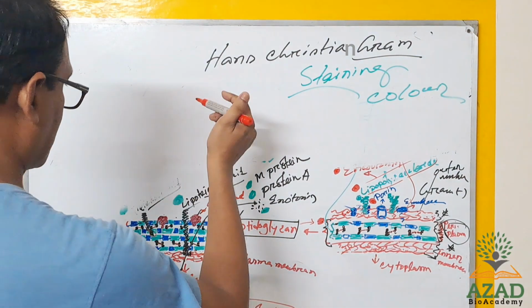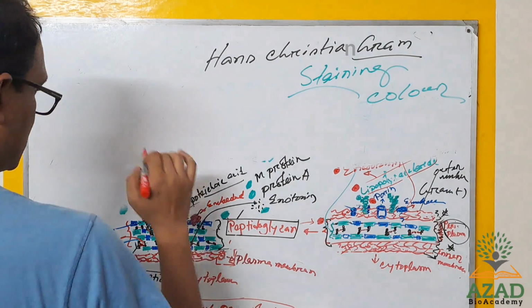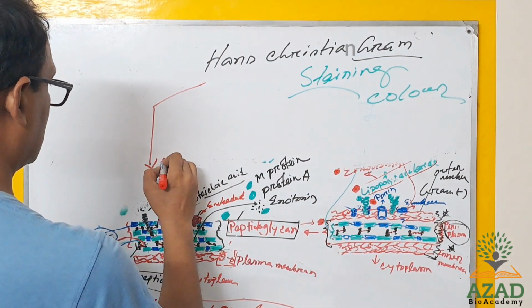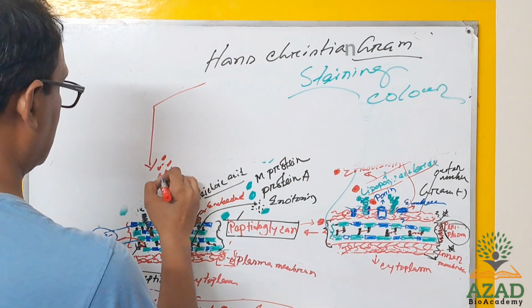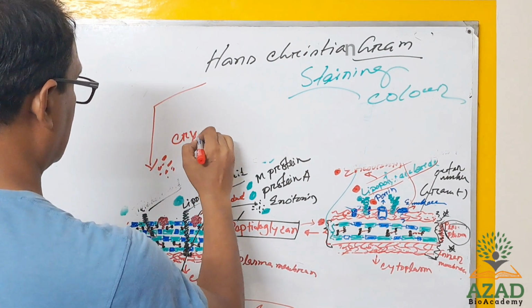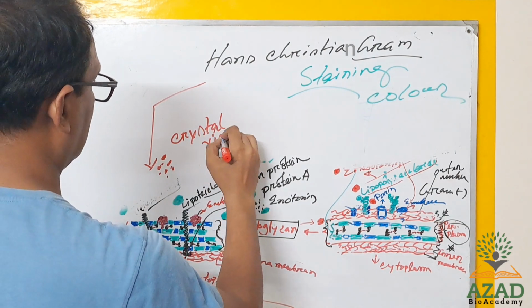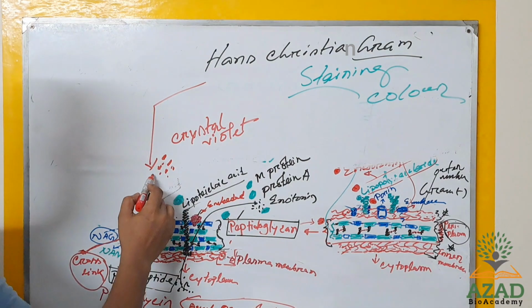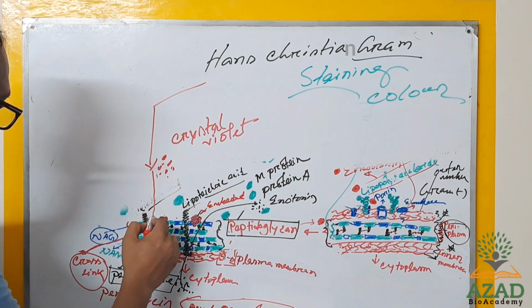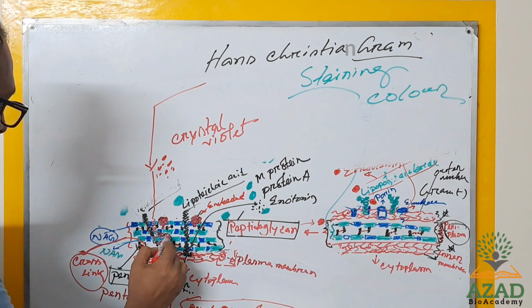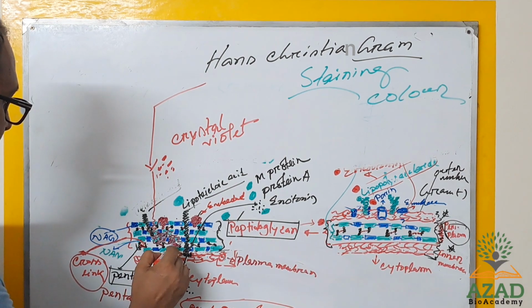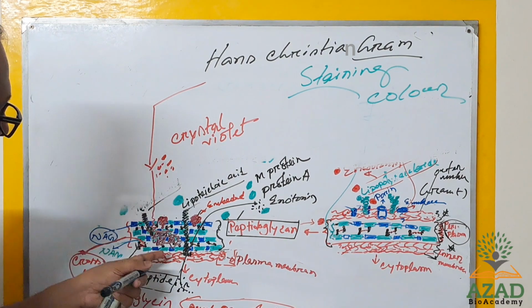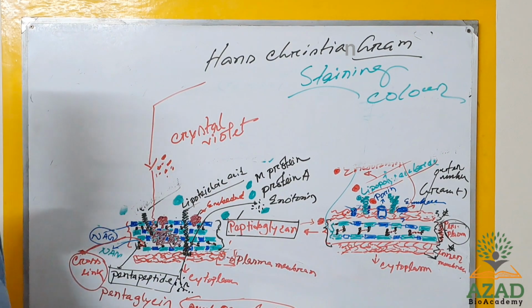Okay. Now I will incorporate one color. Think this color is crystal violet. When I put crystal violet here, it will go into the peptidoglycan layer very easily and very quickly, as there is no outer membrane. So within the peptidoglycan, crystal violet will incorporate very easily.